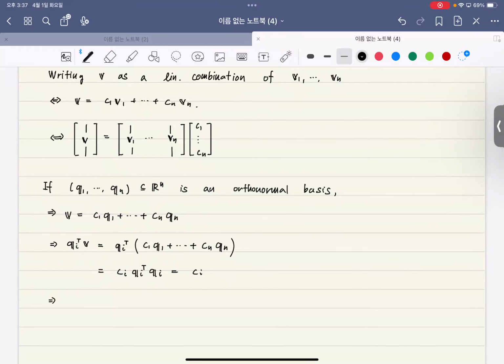So Ci is Qi transpose V. I think I have seen this before. This is the Qi component of the vector V. If you project the vector V onto the one-dimensional subspace spanned by Qi, then this number appears, right?